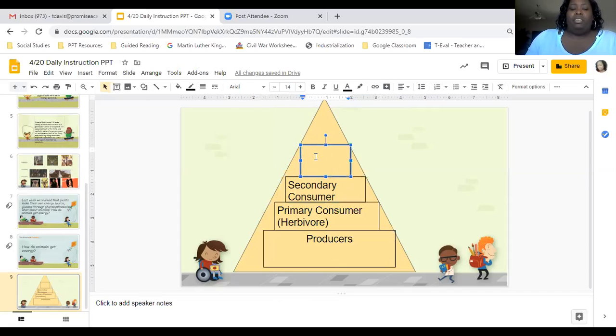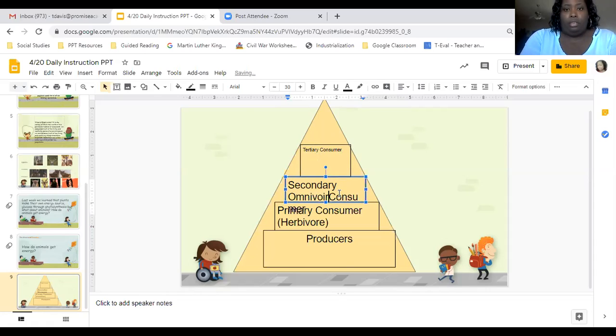And then the final organism that receives energy through this energy pyramid is a tertiary consumer. Now, the tertiary consumer would be, let's go back, either an omnivore or a carnivore.